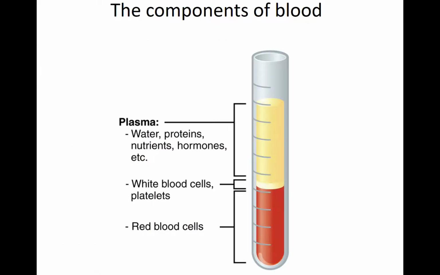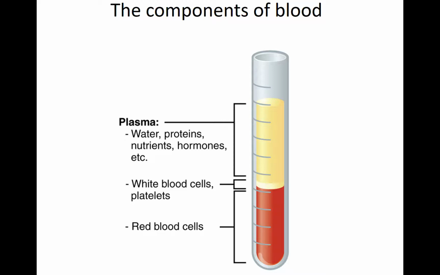So the blood is made of three main parts. 55% of it is plasma. That is water, proteins, nutrients, hormones, and other chemicals. Around 1% of the blood is made from white blood cells and platelets. And finally, around 44% of the blood is made from red blood cells.